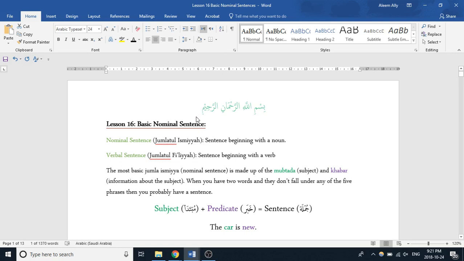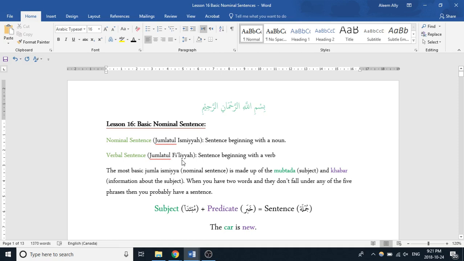Before getting into that, he spoke to us about the two types of sentences in Arabic and how to distinguish them. The first is a jumlatul ismiya, which is a nominal sentence, and a nominal sentence is any sentence that begins with a noun. And a verbal sentence, known as a jumlatul fi'liya, is a sentence beginning with a verb.